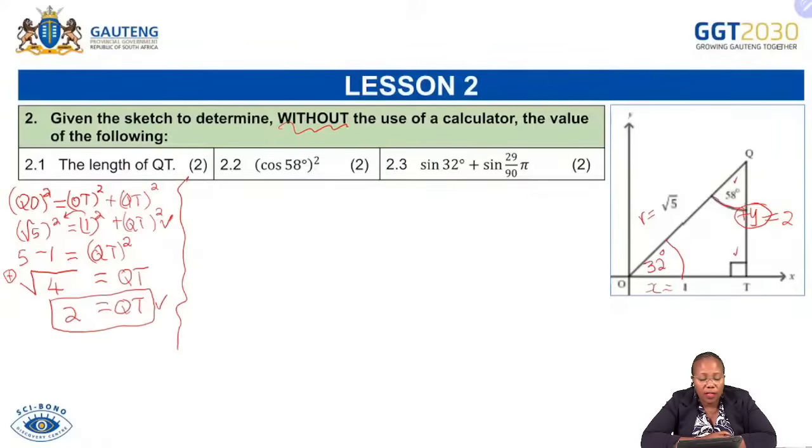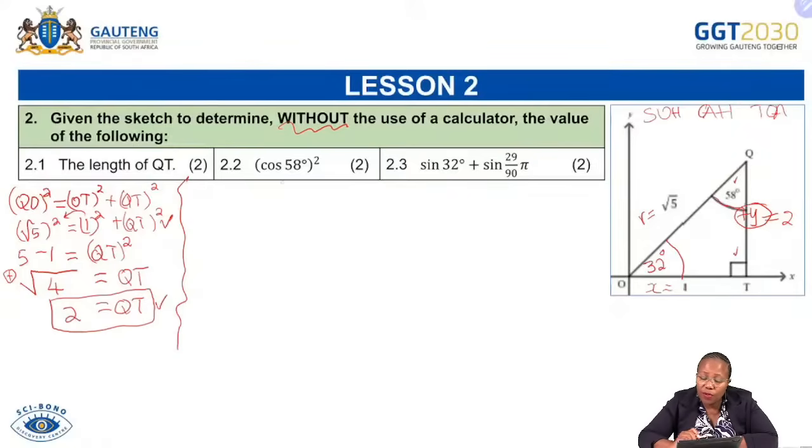Okay, and then let's look at question 2.2 now. It is saying 2 bracket of cos 58 degrees. And then now what is cos 58? Remember, a cos, do you still remember your soh cah toa? We will be using this most of the time, grade 12s.